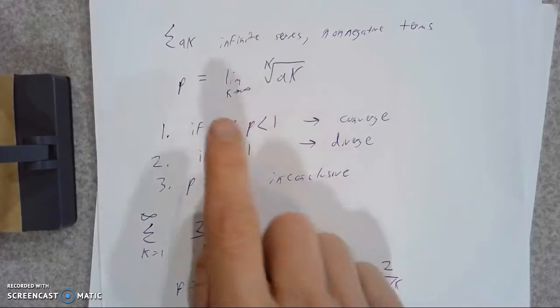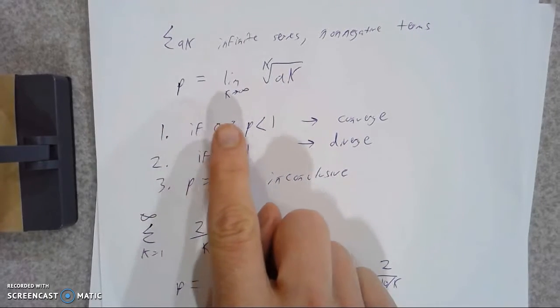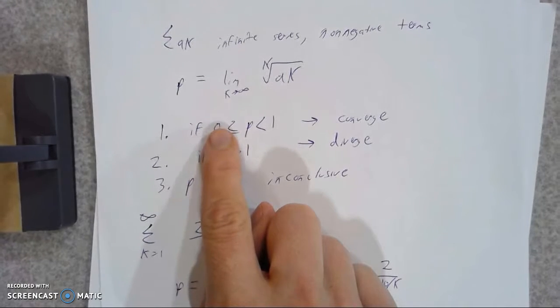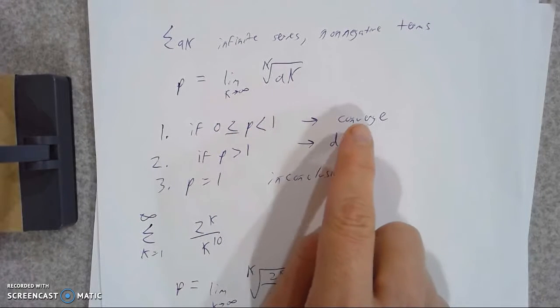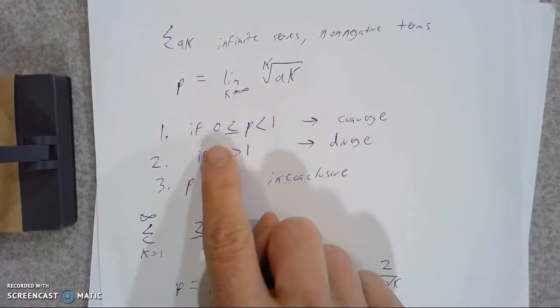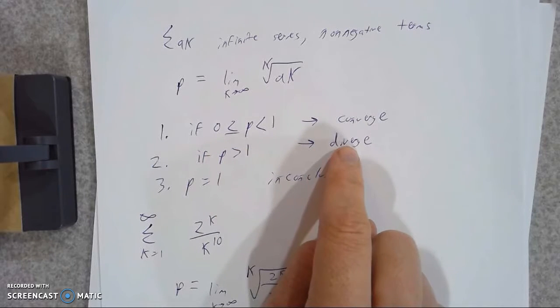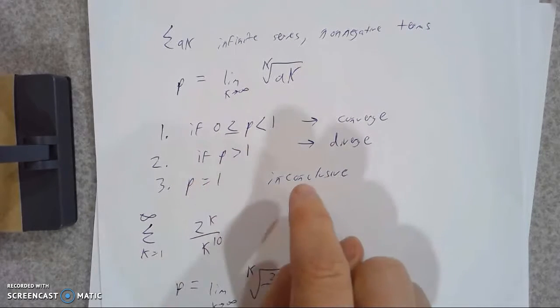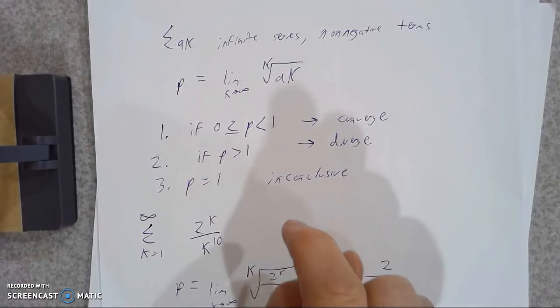And we have three conditions here. Condition 1, if this p is greater than 0, less than 1, then this converges. If p is greater than 1, then our series will diverge. And if p equals 1, we have an inconclusive test.